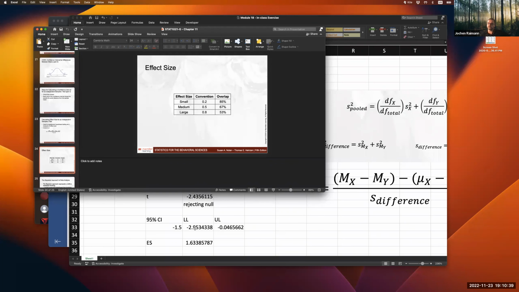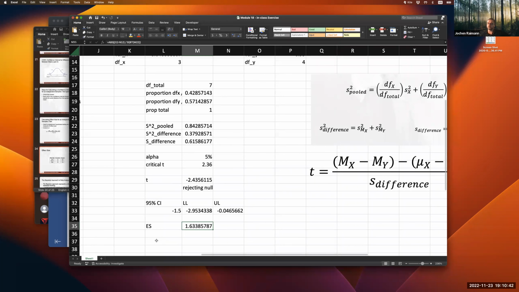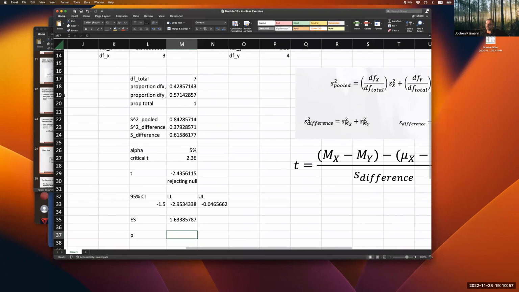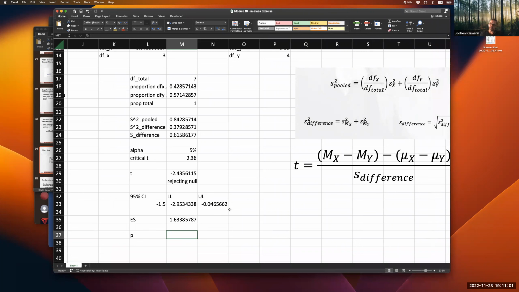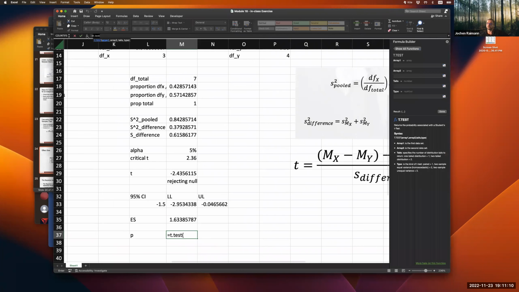So lastly, I would like to introduce you to a new formula. This is an Excel function, internal Excel function, that basically allows the estimation of the exact p-value. The function essentially is as simple as you could imagine it. It's basically equals T.TEST, which allows you to calculate the p-values based on the t-distribution.